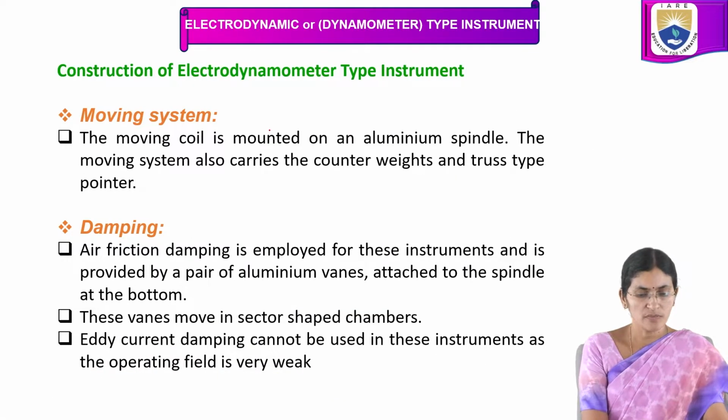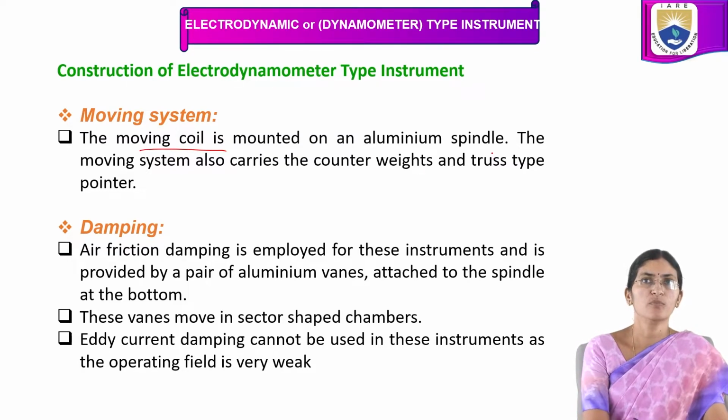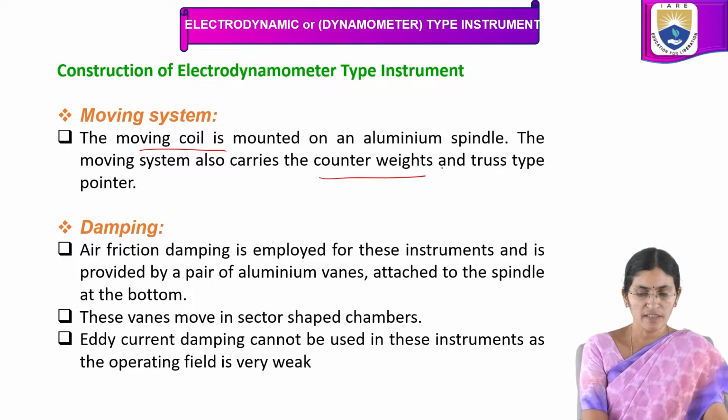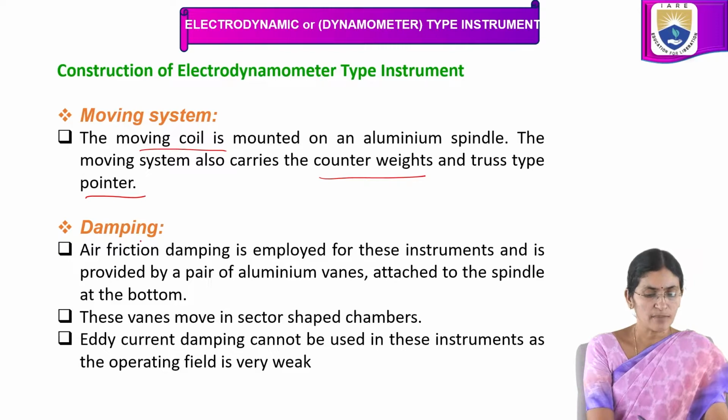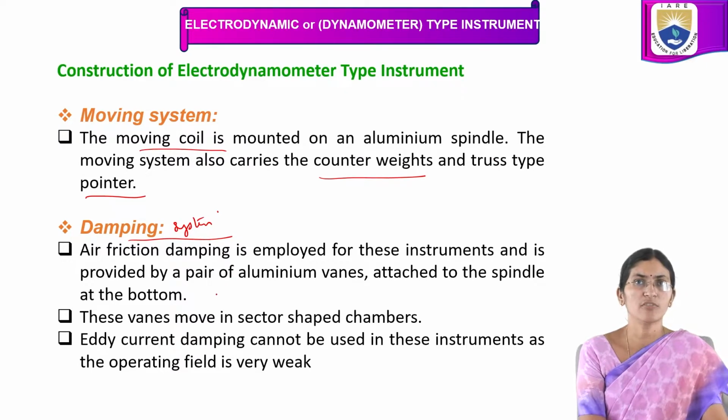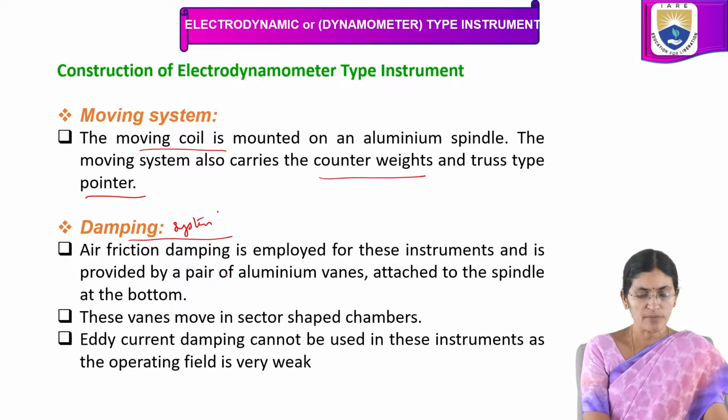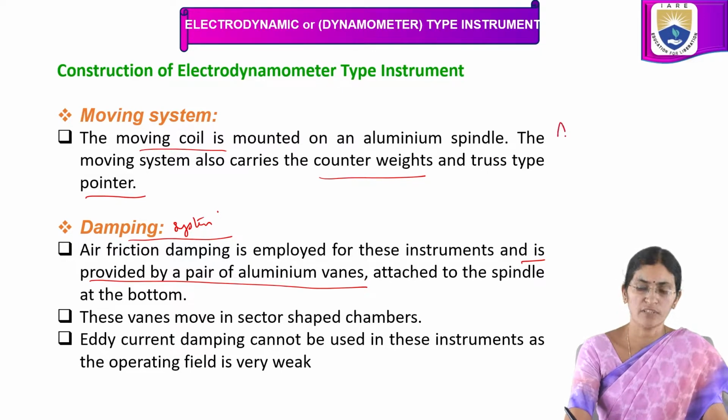Next, the moving system. The moving coil is mounted on an aluminium spindle. The moving system carries the counterweights and there is a pointer attached to it. Next, coming to damping. Damping is provided by the damping system. In electrodynamic instruments, air friction damping is employed and it is provided by a pair of aluminium vanes.